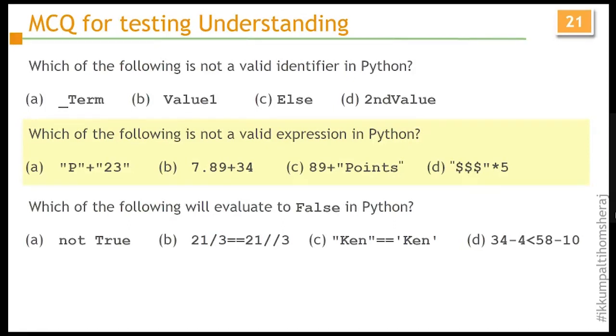Next one is which of the following is not a valid expression in Python. Here also it is very clearly told to them that strings can't operate with addition and integer values together. That is going to be an error, and that is what we have to put here.